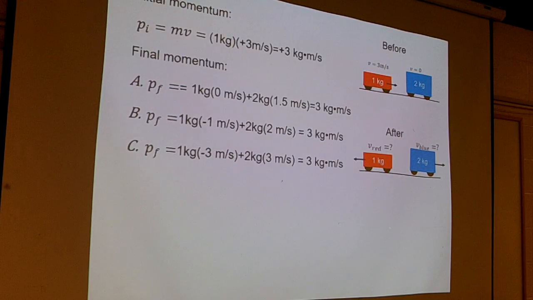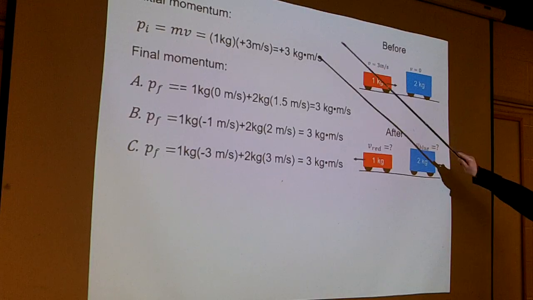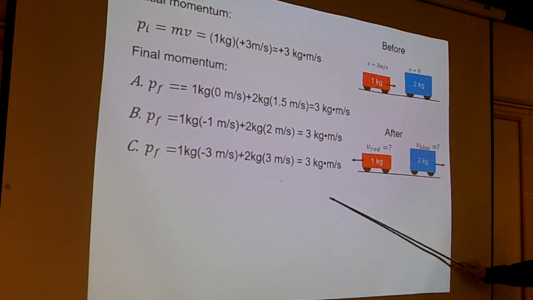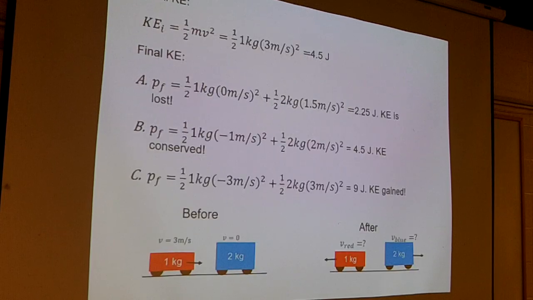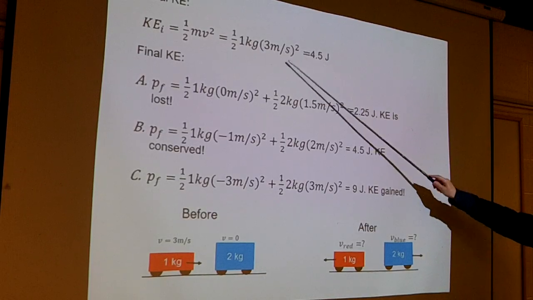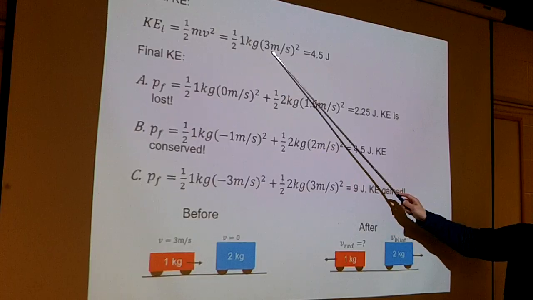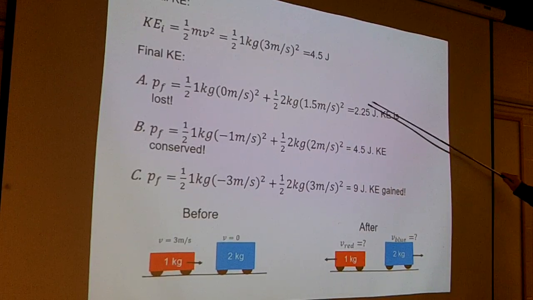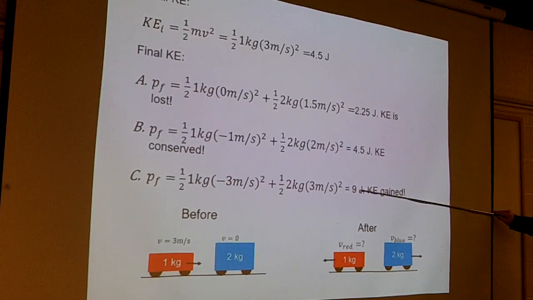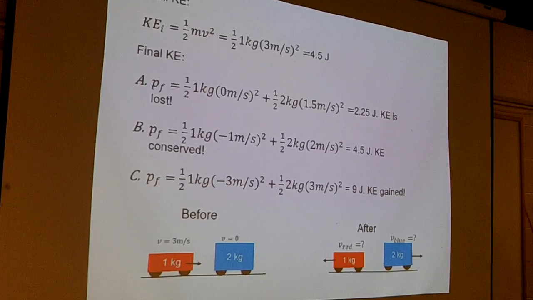Now, again, the momenta are all exactly the same. So there's no difference. You see, 3 kg·m/s, every one of them is good. But if you calculate the kinetic energy, you see the initial kinetic energy is 4.5 joules. You can apply the equation; only the first mass has velocity, that's why you get this. But in A, B, C, they have different kinetic energy.